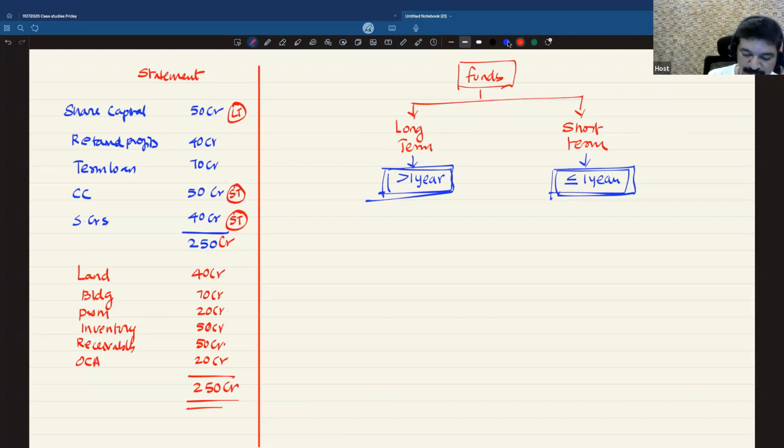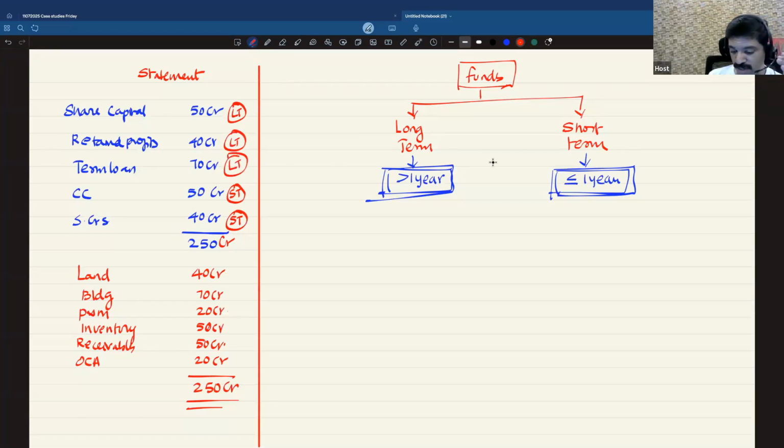Then tell me, the retained profits, the profits made by the business which are reinvested in the business, is it short-term or long-term? They are long-term in nature. And term loan, as the name itself says, it has got a term. Term loans are generally long-term loans, like 3 to 5 years or above 5 years. But if it is above 1 year, then it will satisfy the definition of long-term. So the term loan is also long-term.